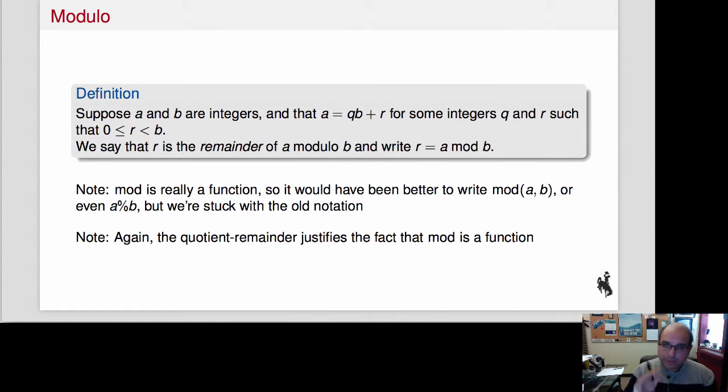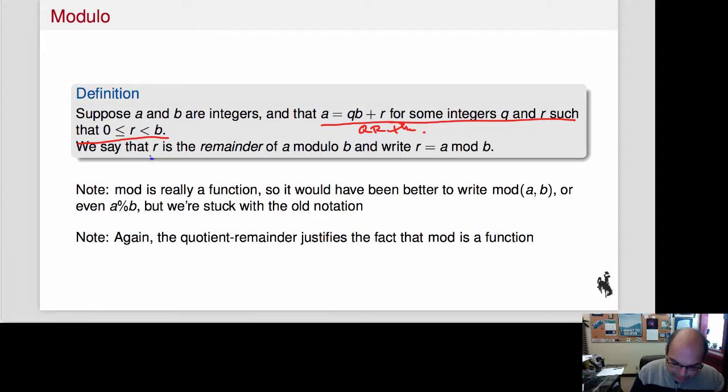Here's another kind of important property that has more of the feel of a definition. So a and b are integers. a can be written as q times b plus r for some integers q and r, such that 0 is less than or equal to r less than b. This actually is the quotient remainder theorem. So suppose that this is true. Well, I know that's true.